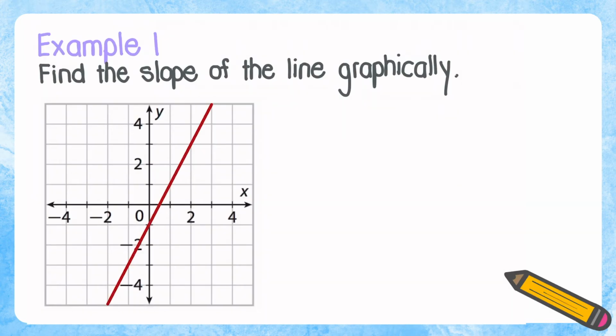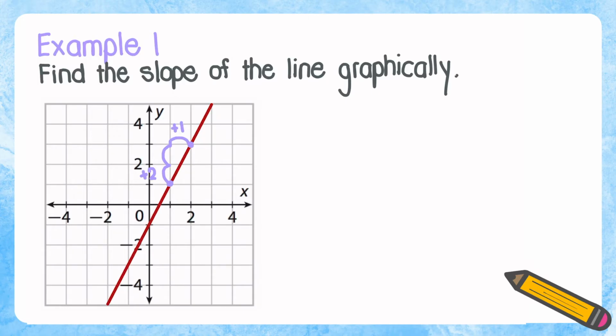Today we're focusing on how to find the slope graphically. Notice we're given the graph of a line here, and we have to find the slope by looking at the graph. First, I'm going to choose 2 points on the line. I chose these 2 points, and then I want to see how much it rises. It goes up 2, so that would be a positive 2, and it runs to the right 1, so that'd be a positive 1.